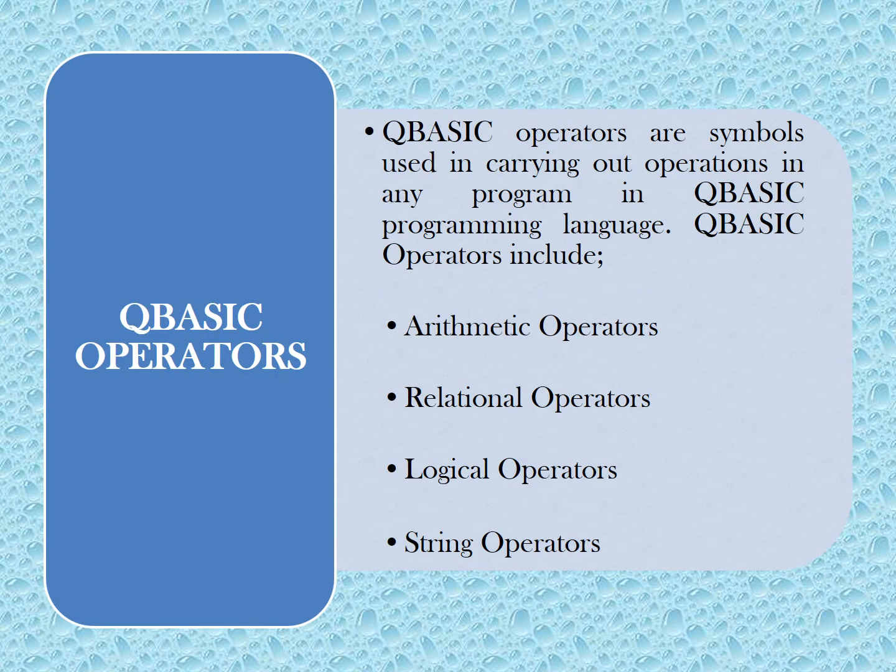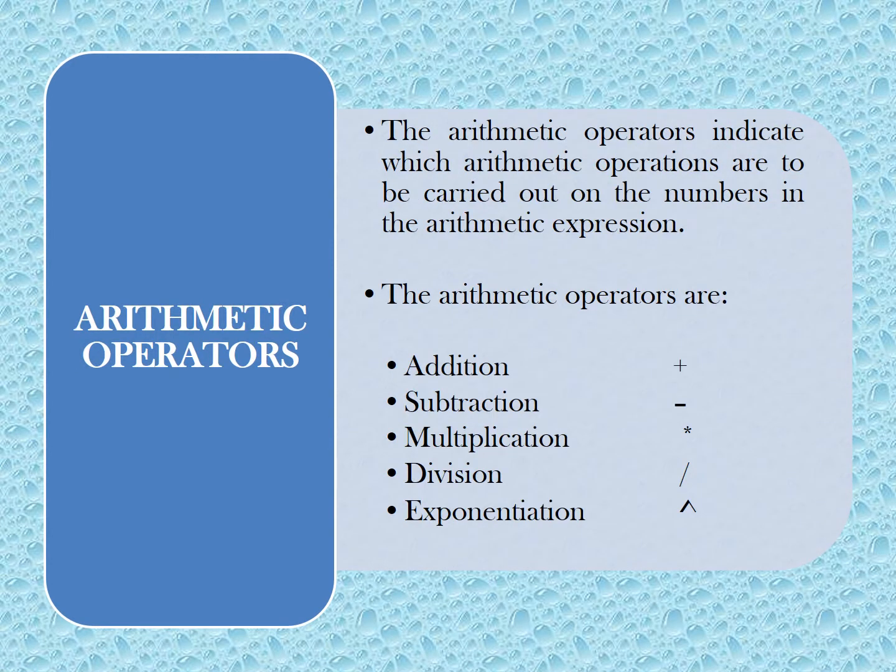Section C. Qbasic operators. Qbasic operators are symbols used in carrying out operations in any program in Qbasic programming language. Qbasic operators include arithmetic operators, relational operators, logical operators, and string operators. Arithmetic operators indicate which arithmetic operations are to be carried out on the numbers in the arithmetic expressions. The arithmetic operators are addition, subtraction, multiplication, division, and exponentiation.